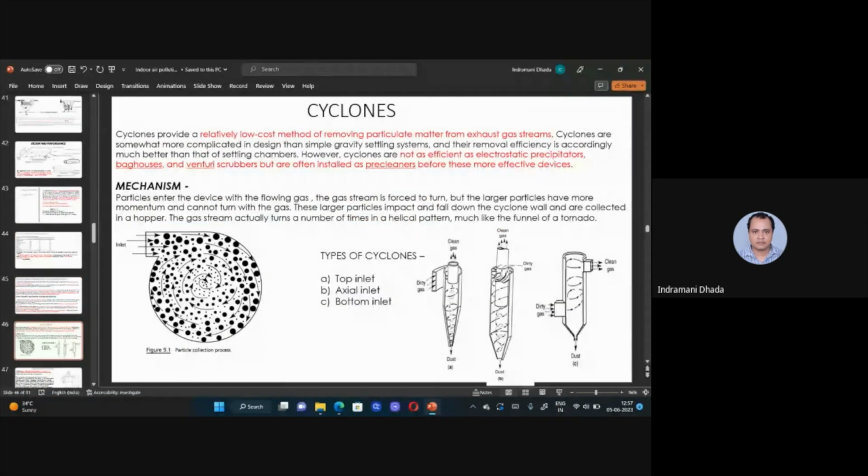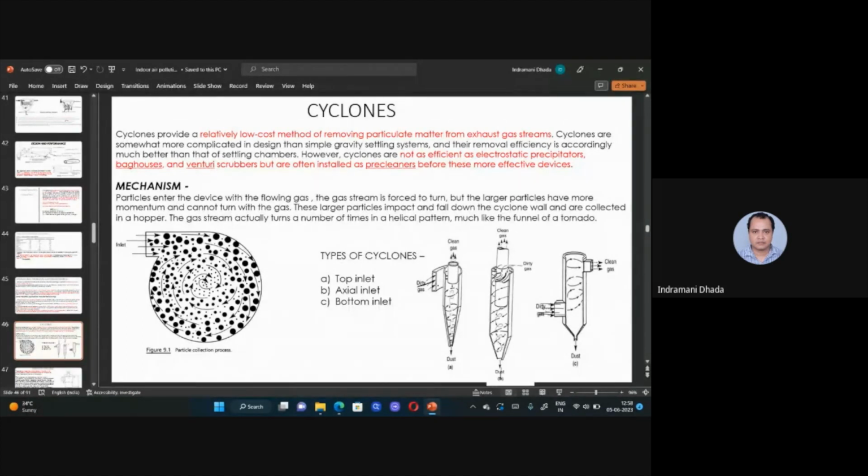Okay, similarly, cyclone. In a cyclone, what happens? Cyclones may be of three types. One is top inlet, where the gas enters at the top. Another is axial inlet, where the gas enters axially, and here at the bottom the gas enters at the bottom. So the inlet is at the bottom.